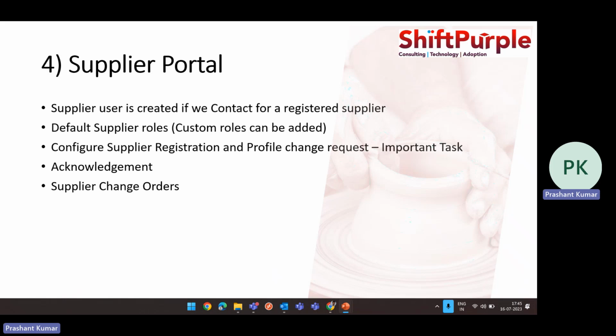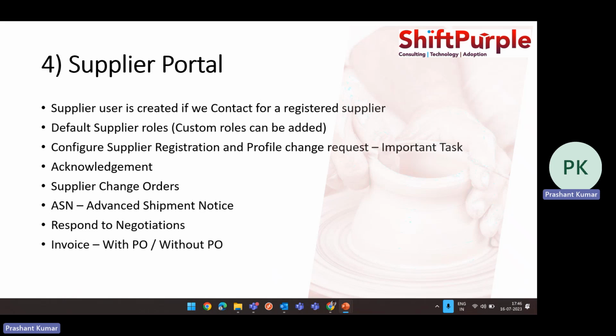Then acknowledgement, we have the concept of acknowledgement. Supplier can acknowledge the purchase order. Then supplier change order, I was telling you earlier that a supplier can do the change order from their login, so it is called a supplier change order. Then we have ASN, advance shipment notice. This also can be created by the supplier. Then the supplier can respond to negotiation. Supplier can create an invoice, with PO or without PO.